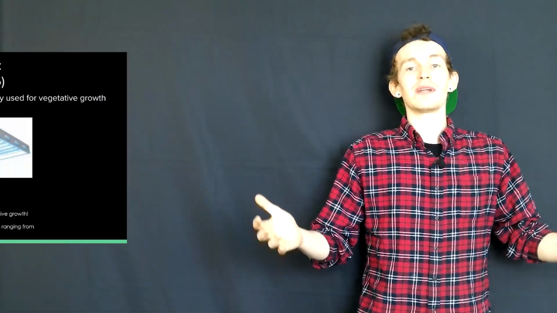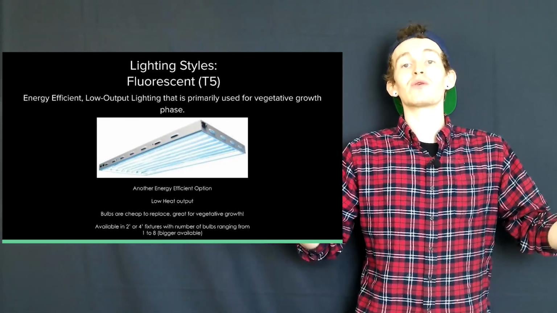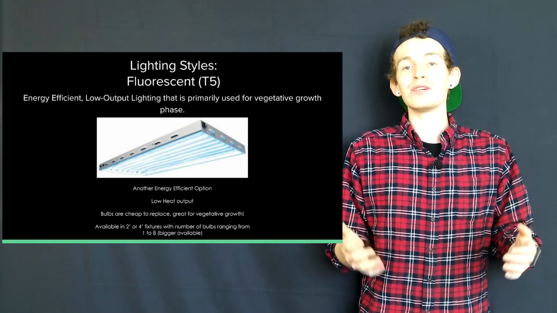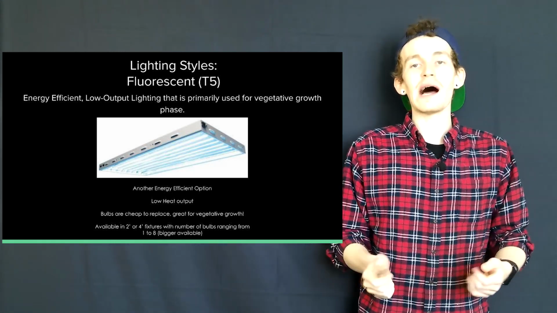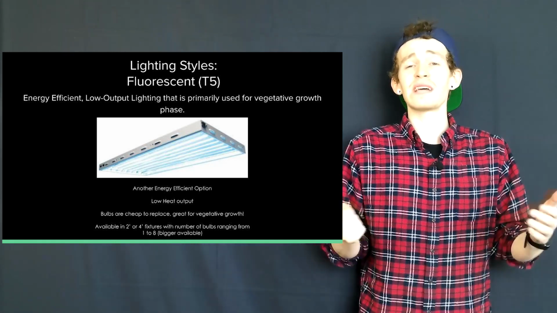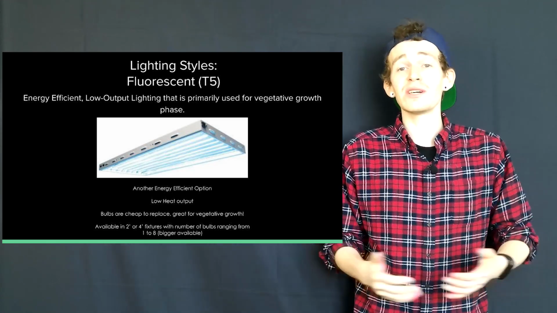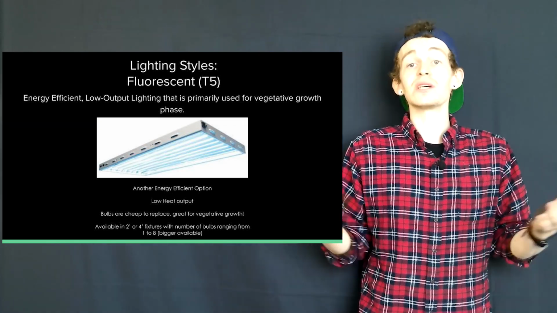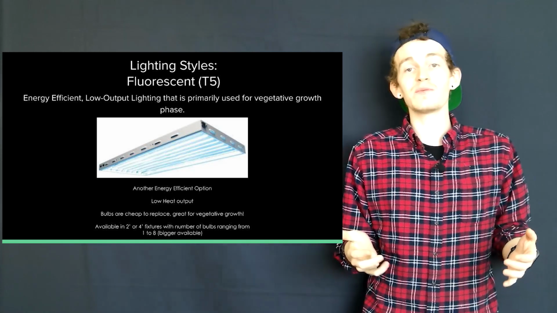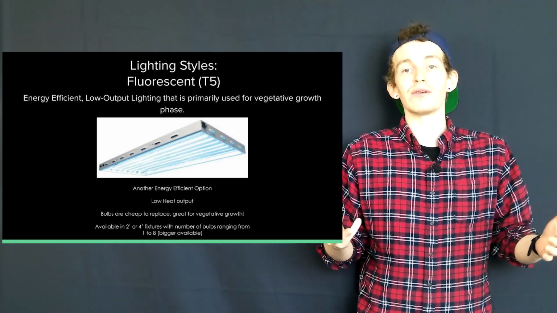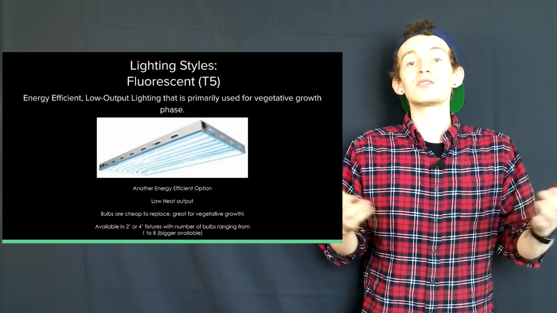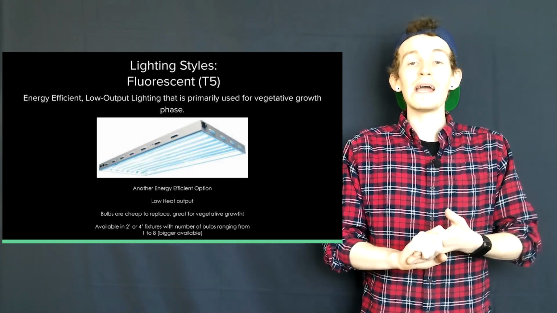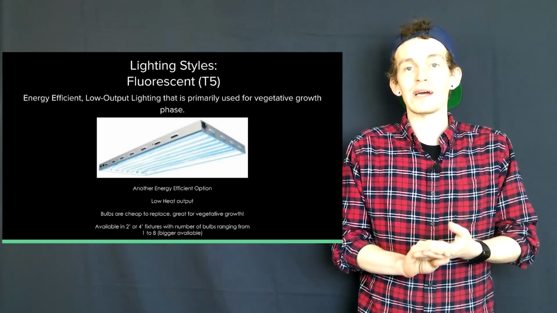Last but not least when it comes to lighting styles, let's talk about fluorescent or T5 lighting. Fluorescent or T5 lighting is an incredibly energy efficient, low output, low heat output lighting option that's fantastically popular for propagation and vegetative growth. It does not have a deep light penetration, similar to an LED, and so the fixtures have to be relatively close to the plants being grown underneath them. This is why they're very popular for propagation, cloning, seed starting, and even vegetative growth for smaller plants.